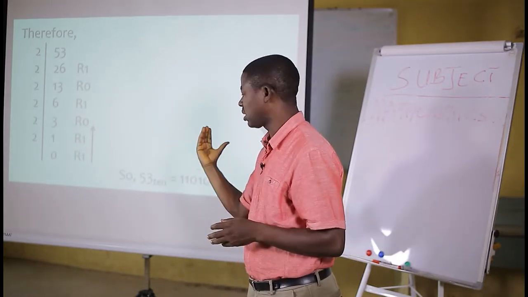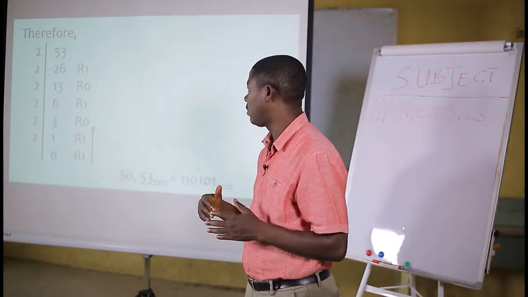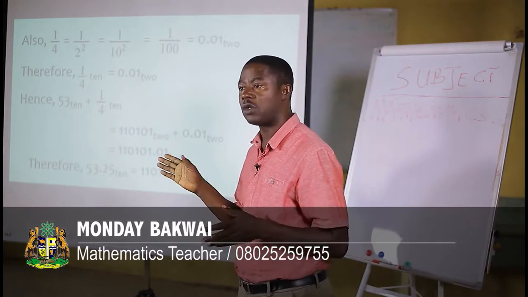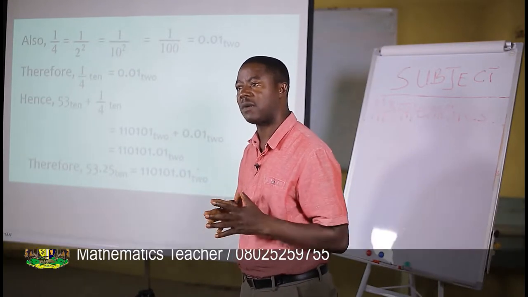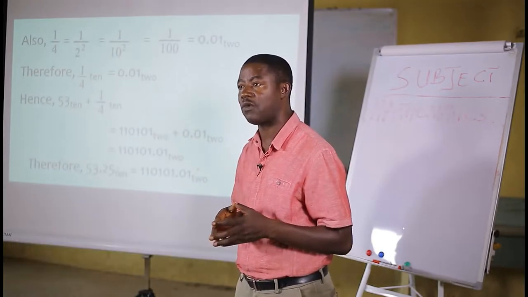So from the bottom, as the arrow indicates, 53 to binary is equal to 110101 base 2. Then we are not done. We also have to convert the fractional part because they are together. And the fractional part is 1 over 4.